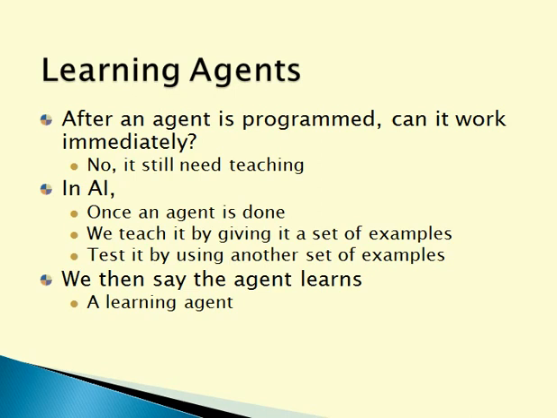Learning agents. After an agent is programmed, can it work immediately? No, it still needs teaching. In AI, once an agent is done, we teach it by giving it a set of examples, and test it by using another set of examples. We then say the agent learns. It is a learning agent.